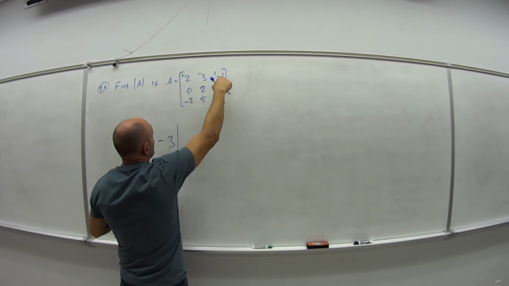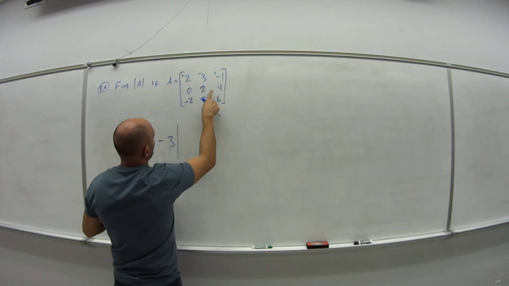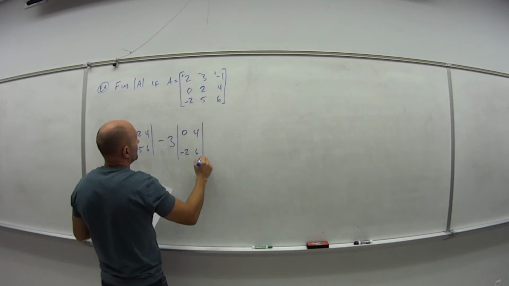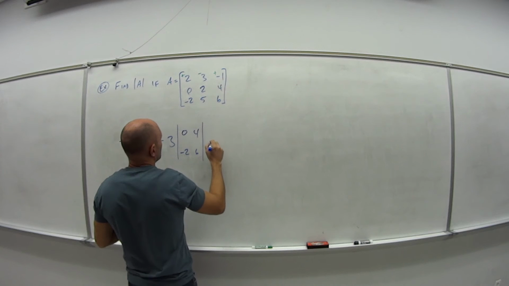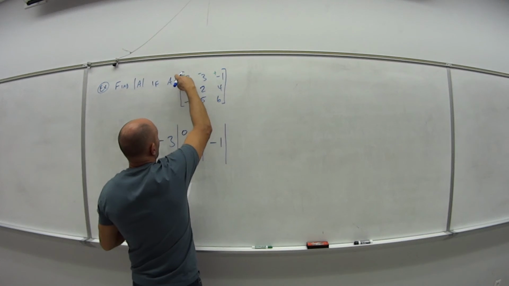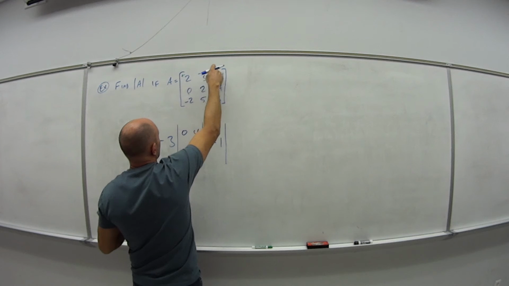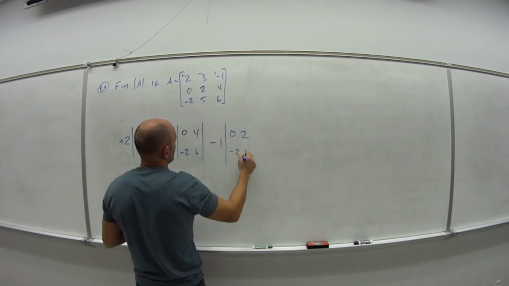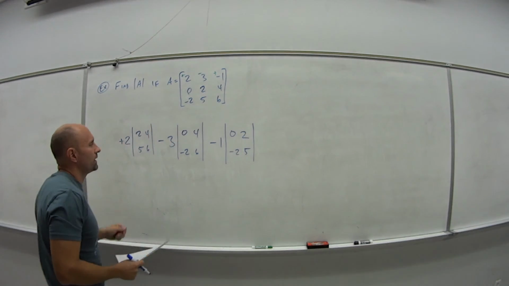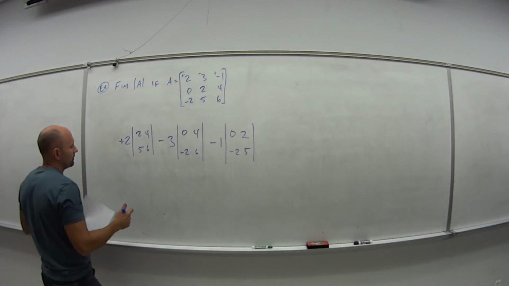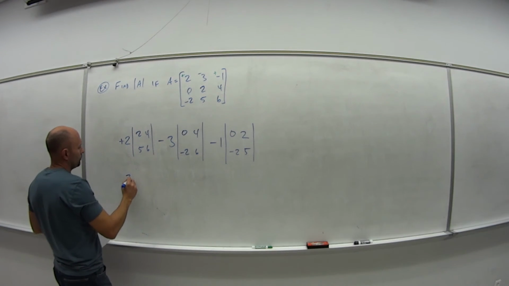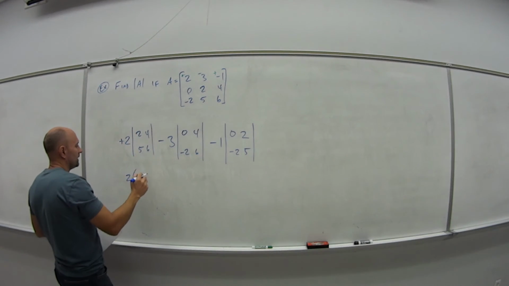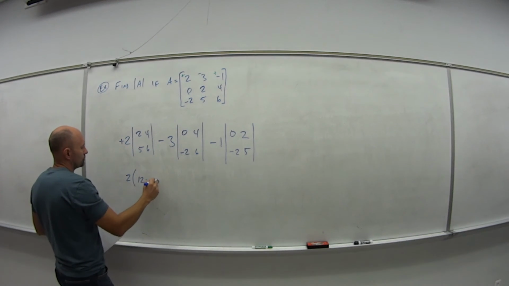If I cross off the first row in the middle column, I get what? 0, 4, negative 2, 6. And then last, plus a minus 1. Cross off the row and column associated with that value, so I get 0, 2, negative 2, 5. Now I have these 2 by 2 determinants that I can use the formula on. So I have what? 2 times, 6 times 2 is 12, minus 4 times 5, which is 20.